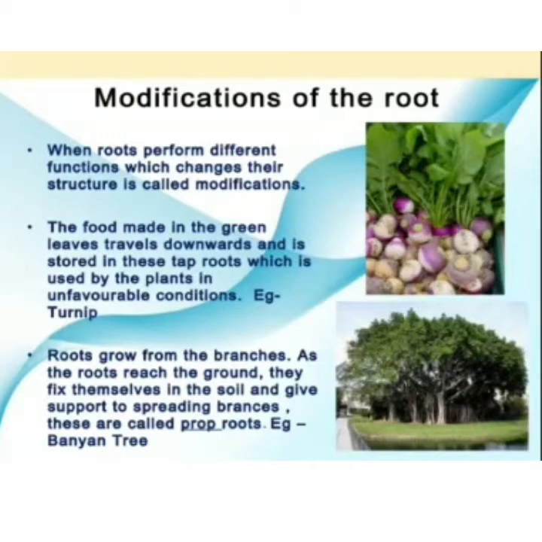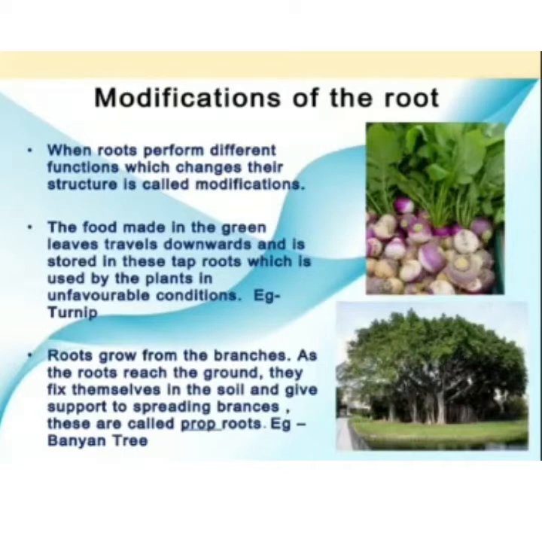Now, what happens in the case of the root? The food made in the green leaves travels downwards and is stored in the tap roots, which is used by the plant in unfavorable conditions. Understand? Again, the food which the green plants have made in their leaves travels downwards and is stored in the tap roots, which is used by the plant when it is in unfavorable conditions.